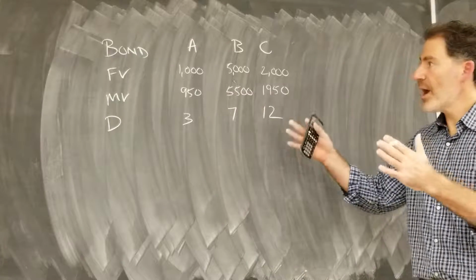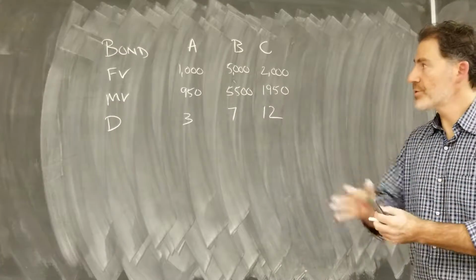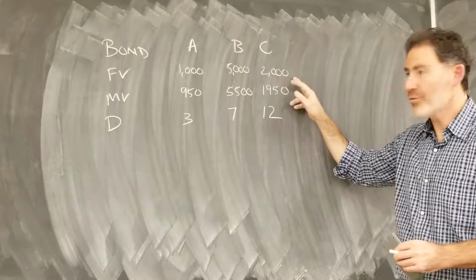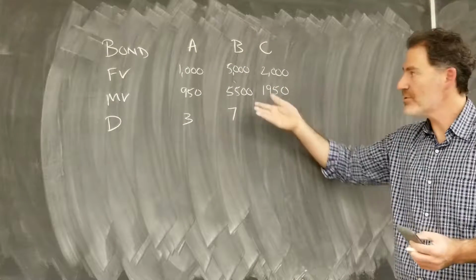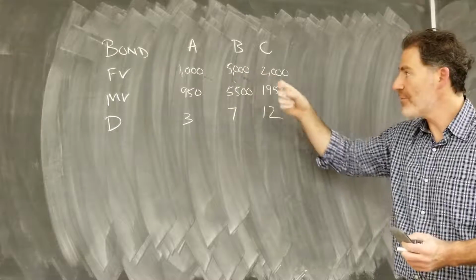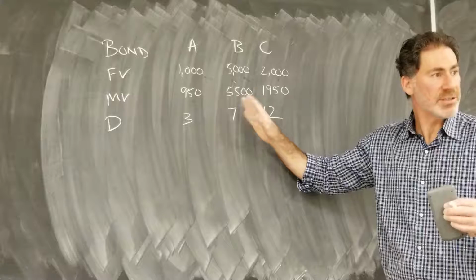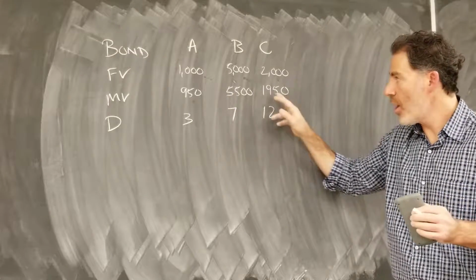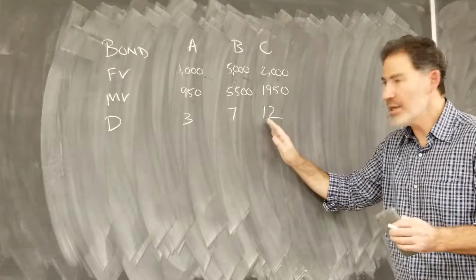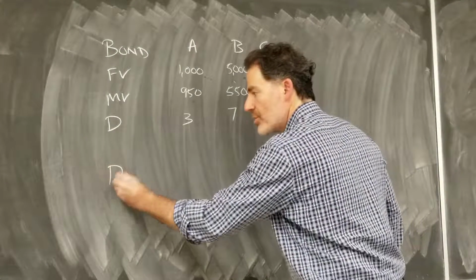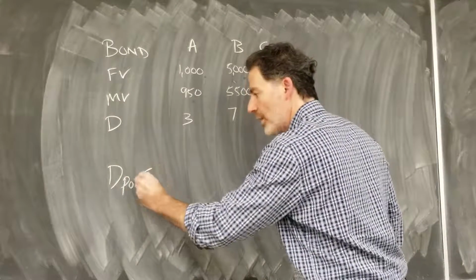Okay, so we're given this bond portfolio. There's 3 bonds, A, B, and C. We have the face value for each bond. It doesn't always have to be 1,000, it could be 5,000, 2,000. We have the market values, or the price, the current values of these bonds. We have the duration of each of these bonds. And the question is now asking us to calculate the duration of the portfolio.